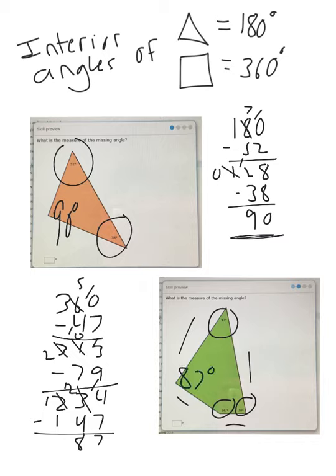I encourage you to look at the angle and try and think, okay, 87 degrees is close to 90. Does that look almost like a 90? Yes, it makes sense. If your number is ridiculous, you probably made a silly mistake somewhere.